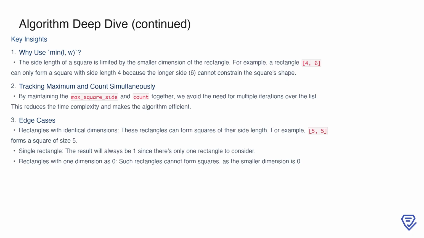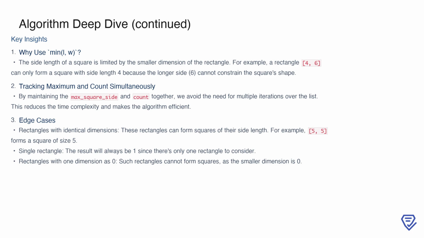Tracking both max_square_side and count simultaneously is a key optimization. By doing so, we avoid needing multiple iterations over the list, reducing the time complexity of the algorithm. This makes the solution efficient and well-suited for larger inputs.